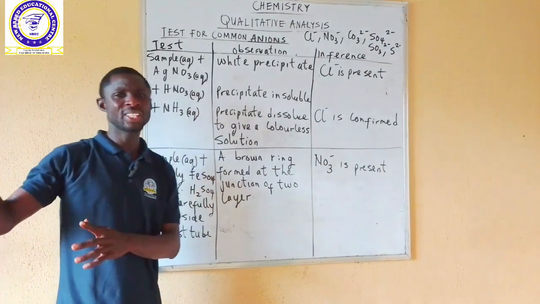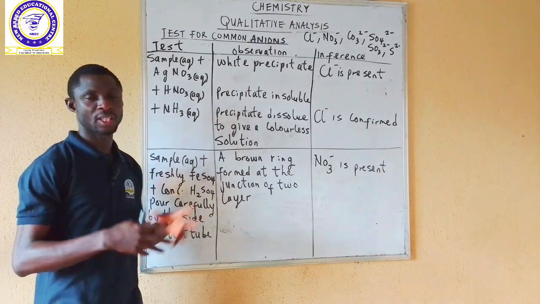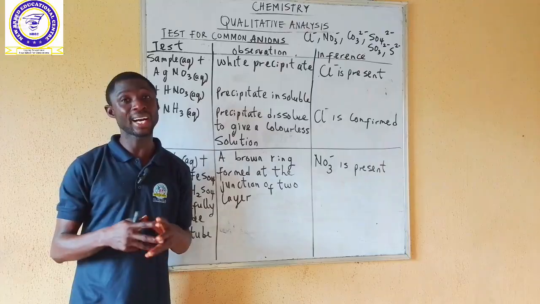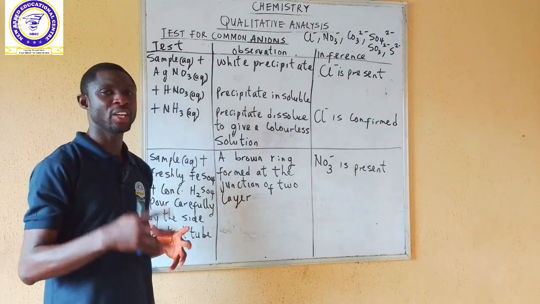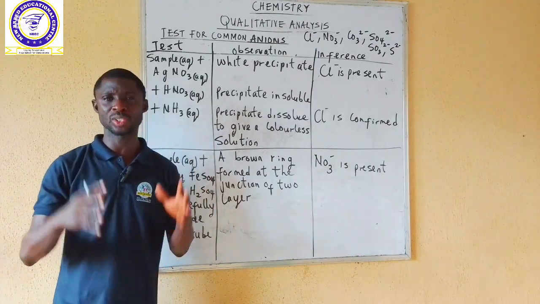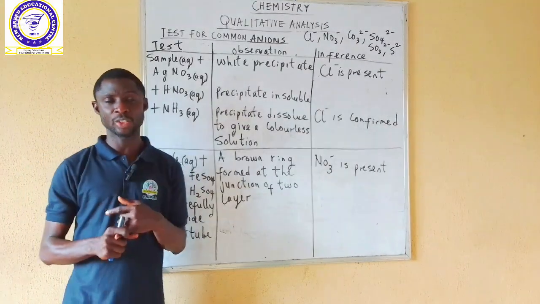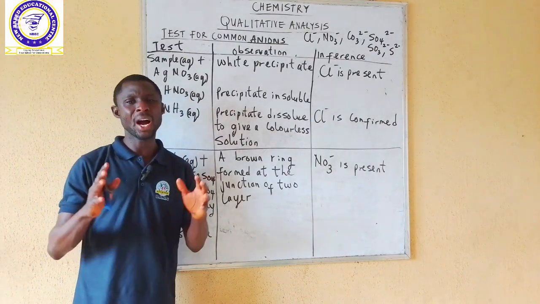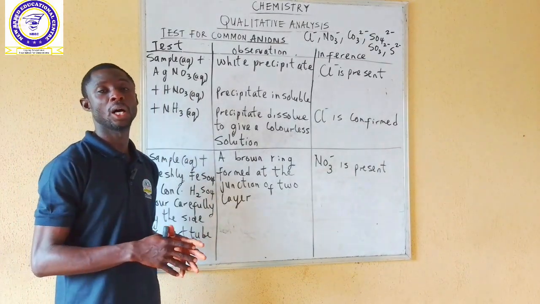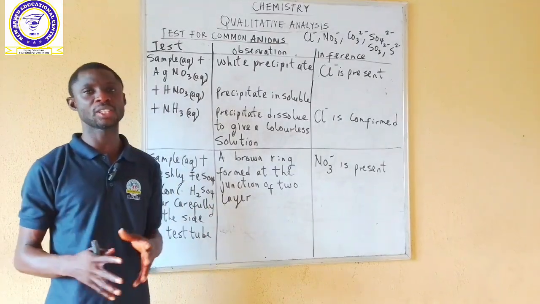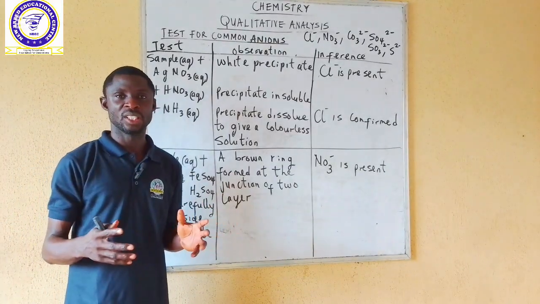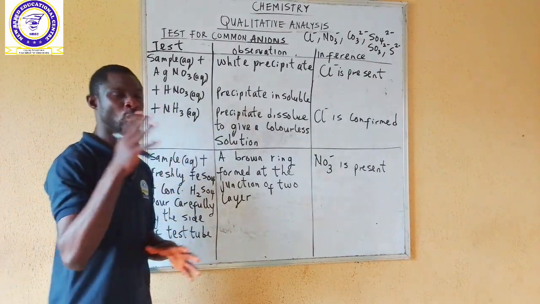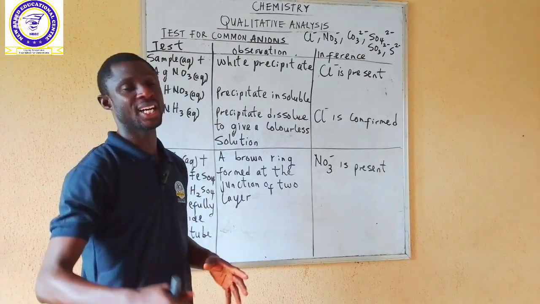Now know that when we did cations in our previous video, the two common reagents that we used to test for cations are sodium hydroxide solution and ammonia solution. But for anions, we don't have a common reagent that we use to test for them. They have their peculiar reagents. So once you see the test, you can know the likely ion that you want to test for.